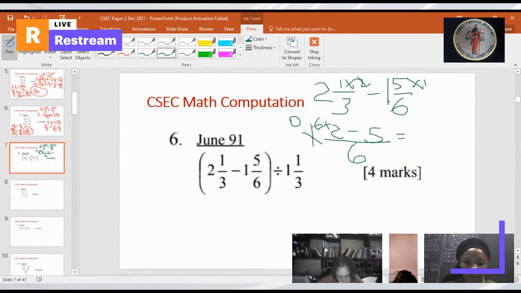All right, so what we have here is 8 minus 5 over 6. So 8 minus 5 gives what? 3 over 6. And that can be reduced to 1 over 2, or a half. All right, so half.